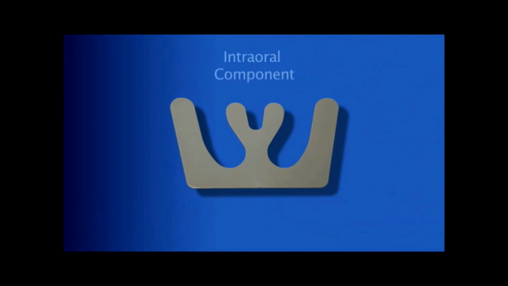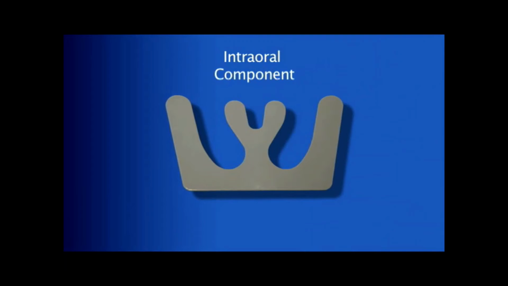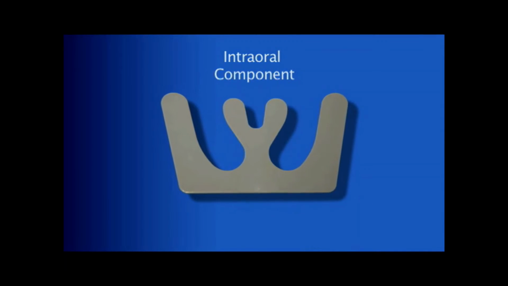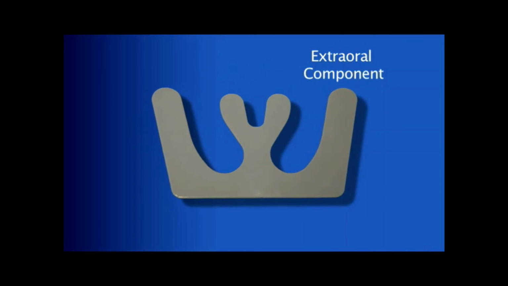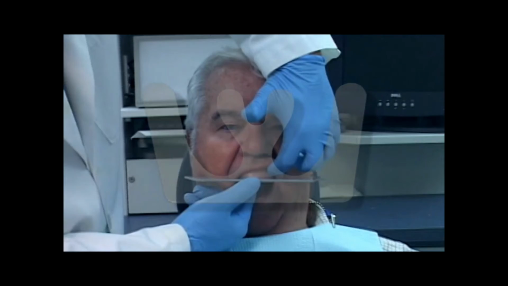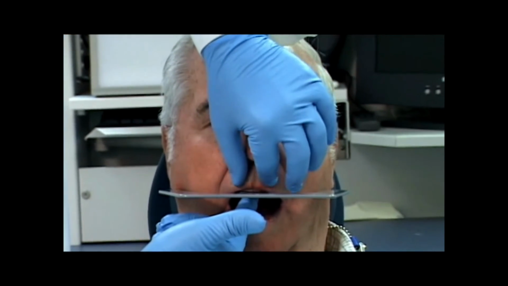The bite plane has an intraoral component that rests against the maxillary wax rim, and an extraoral extension that will help us visualize the horizontal aesthetic plane and the occlusal plane. By resting the bite plane against the maxillary wax rim, we can determine if the rim is parallel to the interpupillary line.